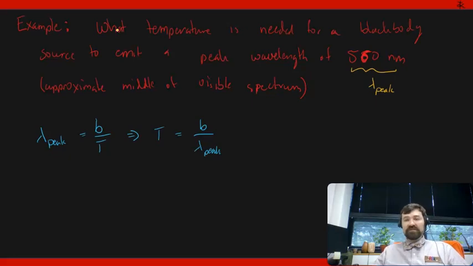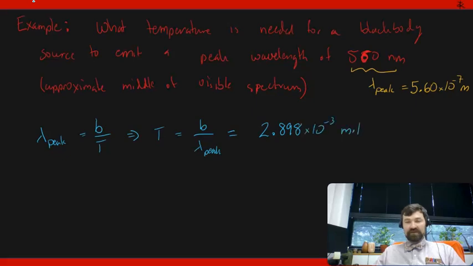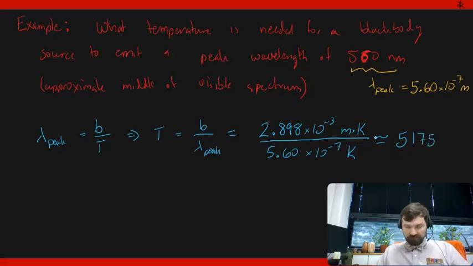Now, lambda peak does need to be converted to meters given the value that we have for Wien's constant. So this is 5.60 times 10 to the negative 7 meters. Nanometers is 10 to the negative 9. So we have 2.898 times 10 to the negative 3 meter Kelvin divided by 5.60 times 10 to the negative 7 meters. And this gives us an approximate temperature of 5,175 Kelvin.